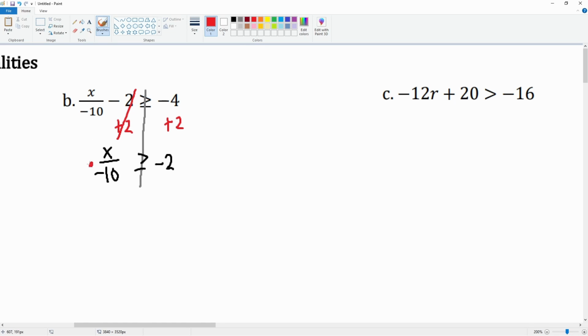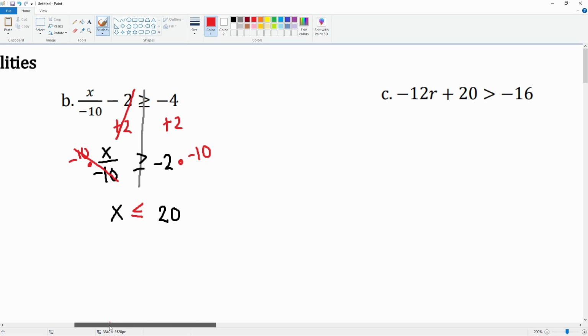And multiply this by negative 10. Multiply this by negative 10. This cancels, right? Leaving you with just an x here. There's a 1x, but it's really just x. Negative 2 times negative 10 is a positive 20. Notice because you multiply by negative, this inequality does flip, okay? Because you multiply by negative. So the answer is x is less than or equal to 20.